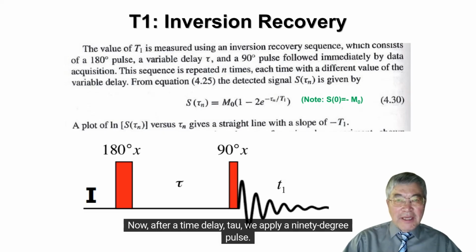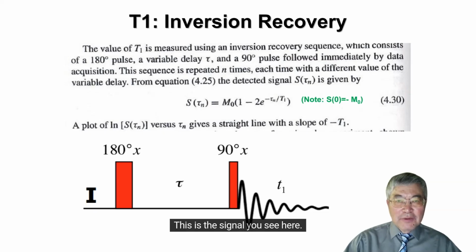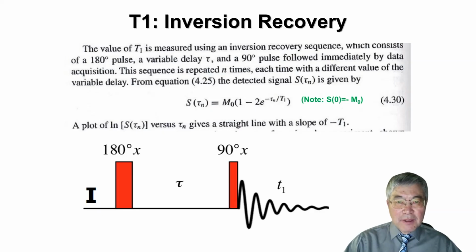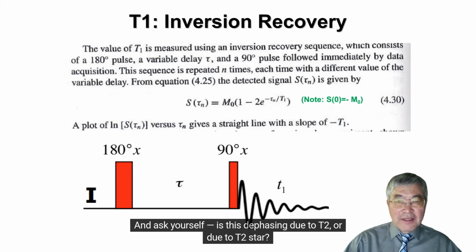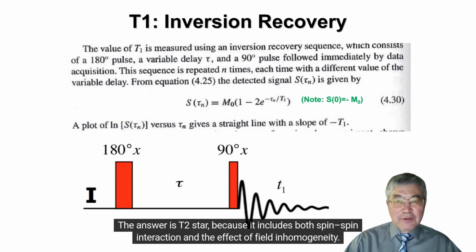Now, after a time delay tau, we apply a 90-degree pulse. This rotates some of the magnetization into the transverse plane. And once that happens, the coil can detect a signal. This is the signal you see here. Notice that the signal itself also decays. Why? Because of dephasing. And ask yourself, is this dephasing due to T2 or due to T2 star? The answer is T2 star because it includes both spin-spin interaction and the effect of field inhomogeneity.